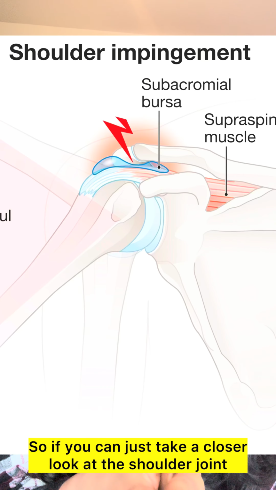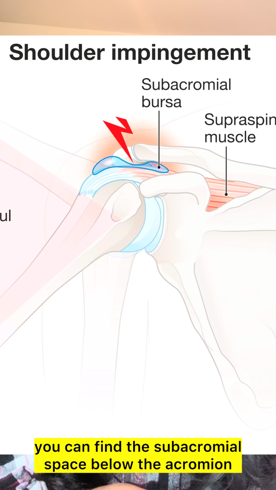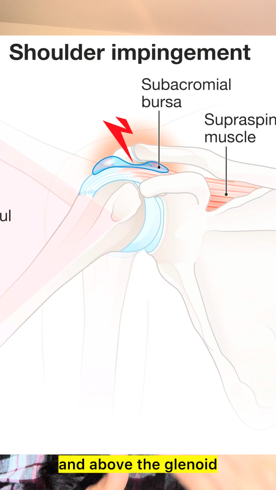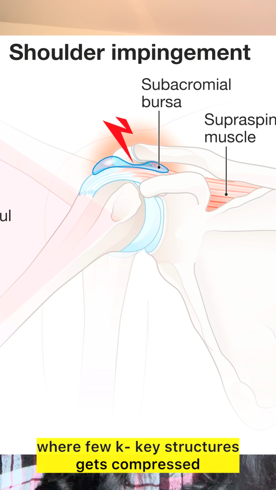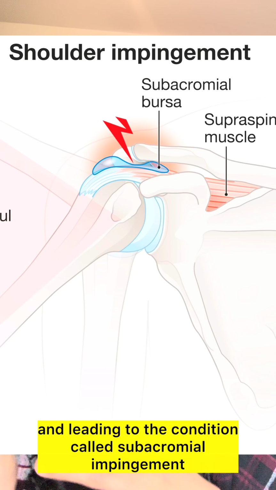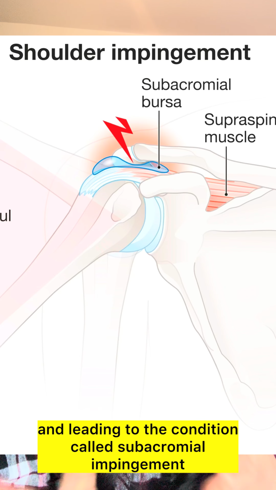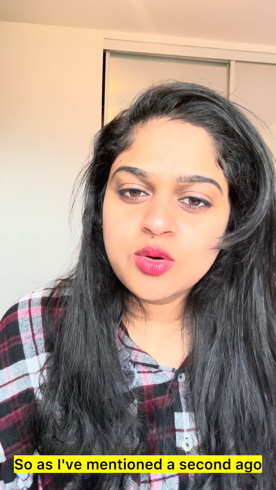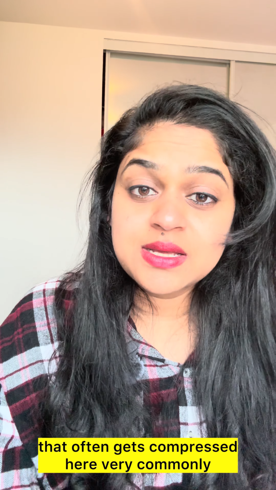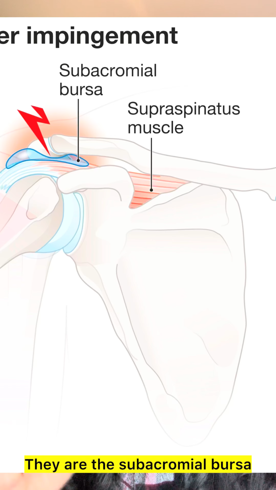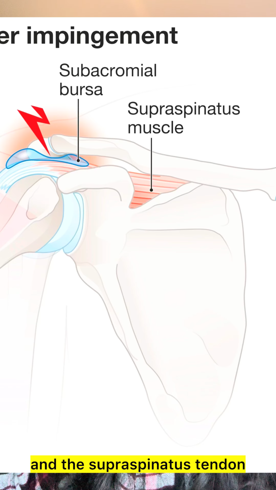If you take a closer look at the shoulder joint, you can find the subacromial space below the acromion and above the glenoid. This is a space where a few key structures get compressed, which causes pain and leads to the condition called subacromial impingement. As I've mentioned a second ago, what are the key structures that very commonly get compressed here? They are the subacromial bursa and the supraspinatus tendon.